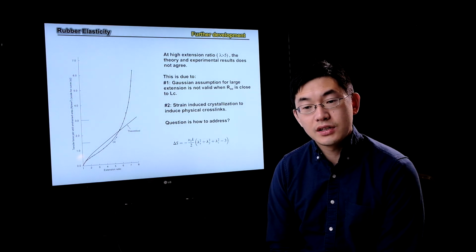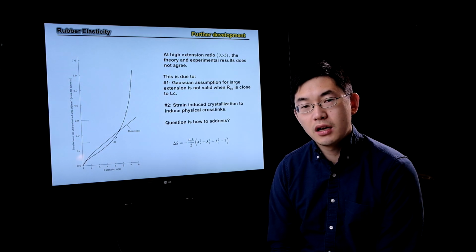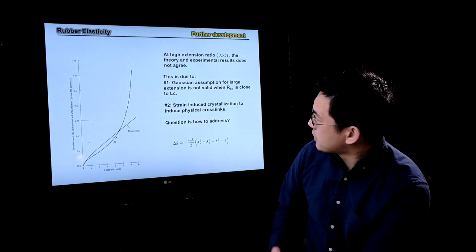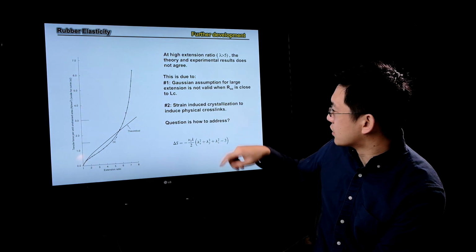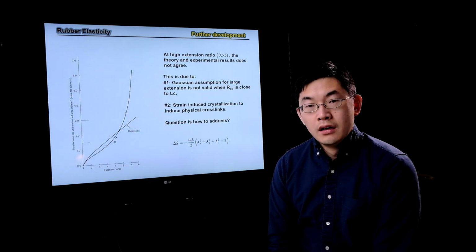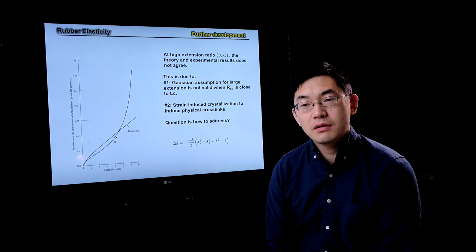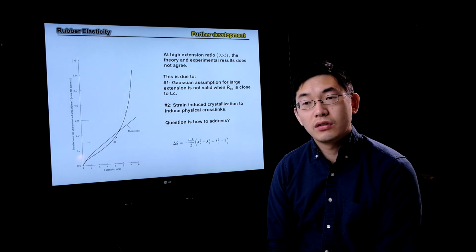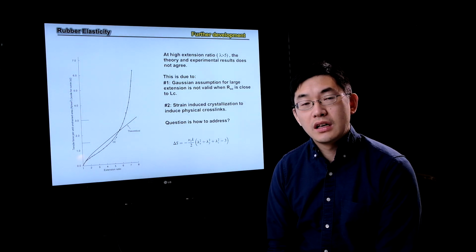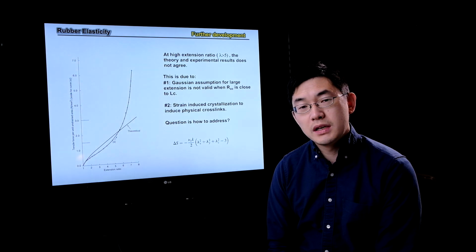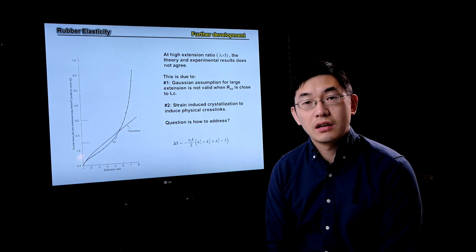But additionally, the strain can also induce crystallization. So if you stretch a polymer above a certain threshold, it will start to crystallize, and this is what people call strain-induced crystallization. This crystallization acts as a physical crosslink. It's not a covalent crosslink, but it's something similar. It's called a physical crosslink, where the crystallized points act as crystalline points.